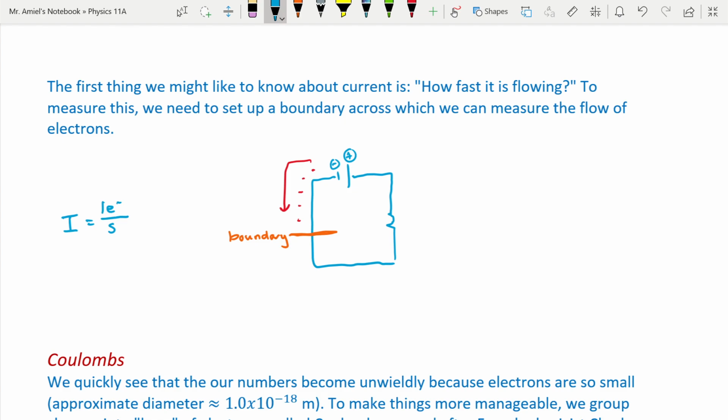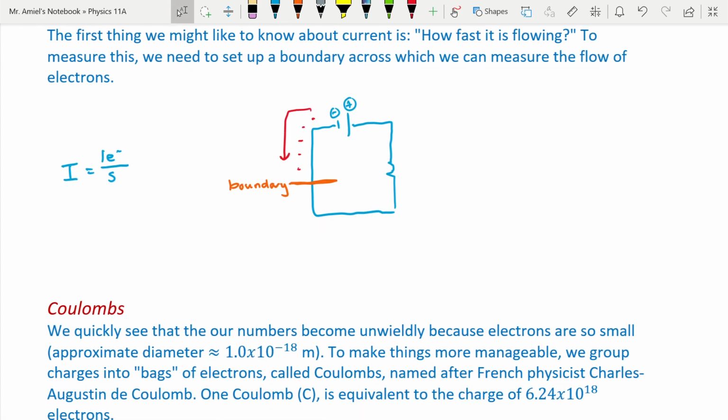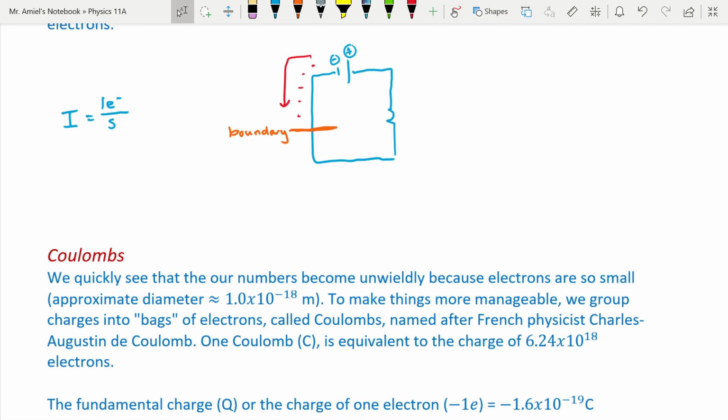Now, if we actually try this in practice, we quickly see that our numbers become unwieldy, because electrons are so small. There's no general agreement on this, but an approximation of the diameter of an electron is 1.0 times 10 to the negative 18 meters. The estimates are all around this size, extremely small. If we try to count individual electrons, we're going to have trouble because even in our finest wire there are so many electrons flowing. So to make things more manageable, we group our electrons into bags of electrons, and these bags are called coulombs.